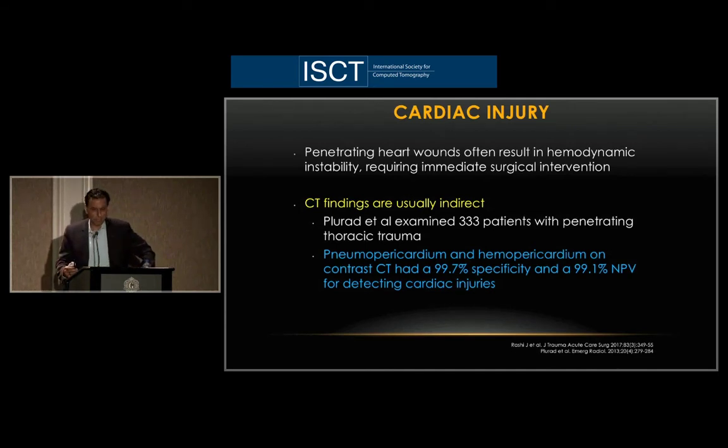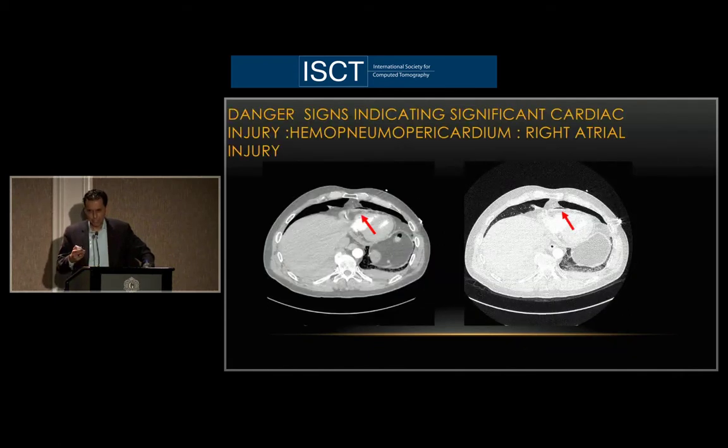Some of the CT findings that I'll go over with penetrating trauma, if you see pneumopericardium, hemopericardium, definitely they need surgical exploration, and I'll show some examples. This is a case from our institution where you could see a pneumopericardium. The red arrow is pointing to that. It's a very small injury, small hemopericardium. There's a fluid level in there, a pneumopericardium. This patient had a right atrial injury. We could not see that type of injury on our examination.